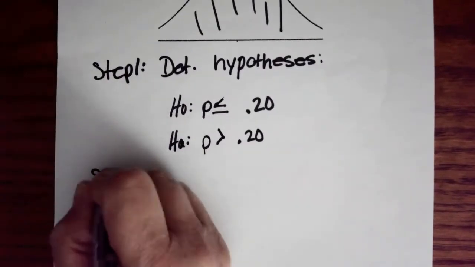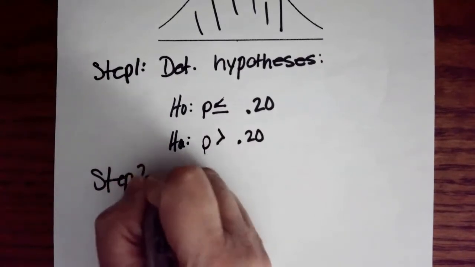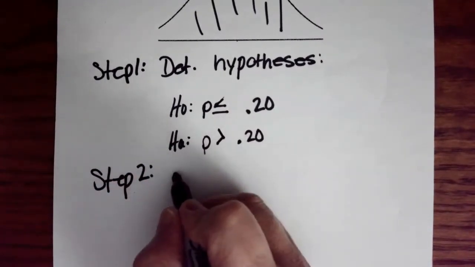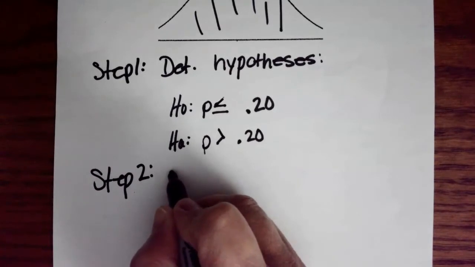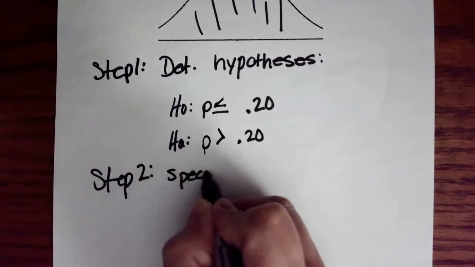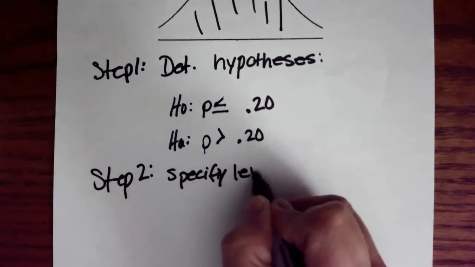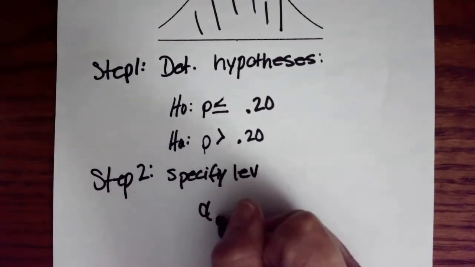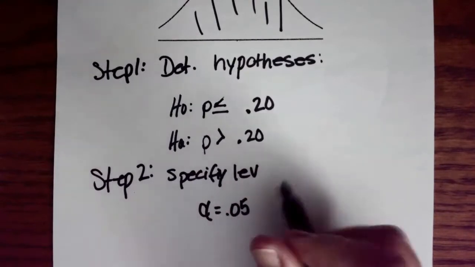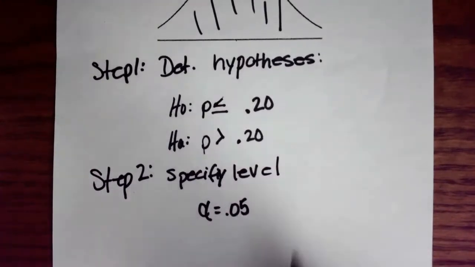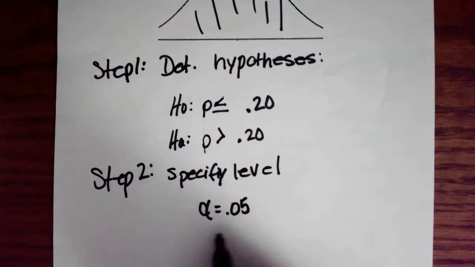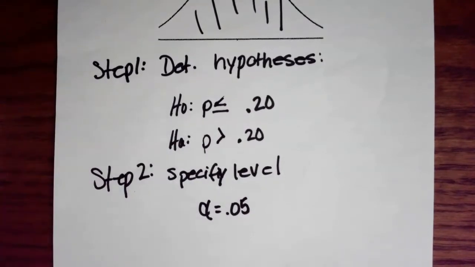Step two, we have to specify our level of significance. So we're going to look at this with an alpha level of 0.05, so 95% confidence. So alpha is going to be 0.05.